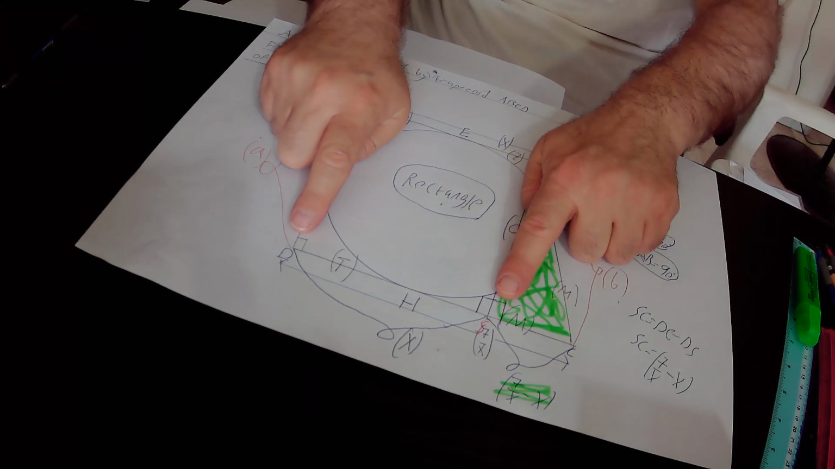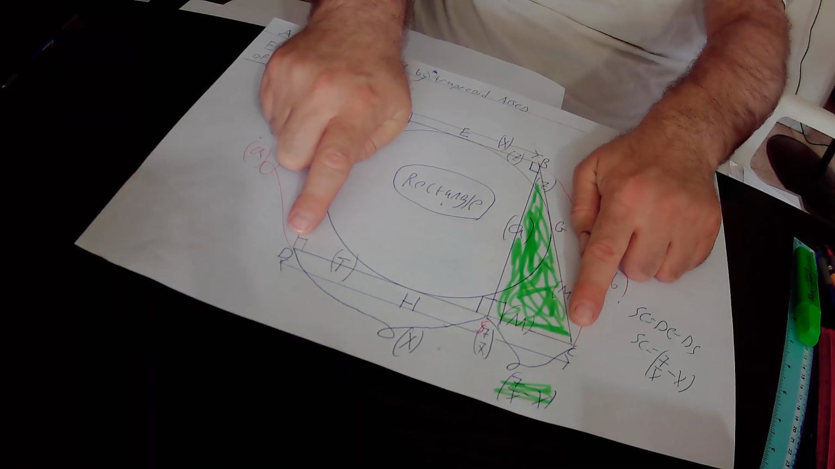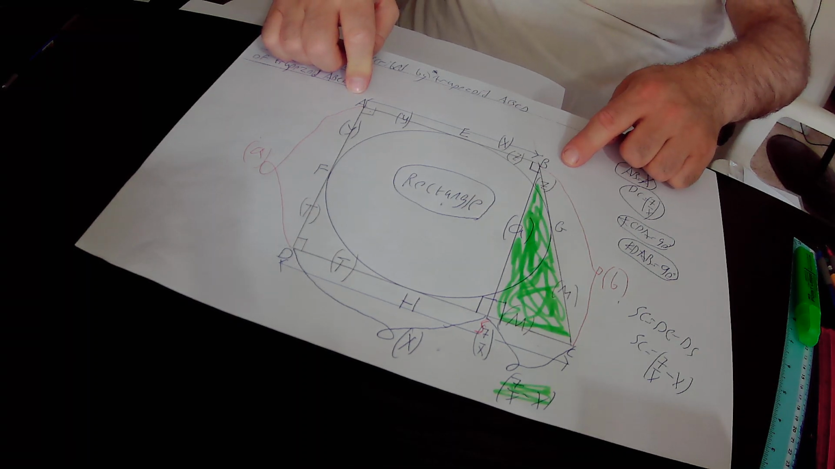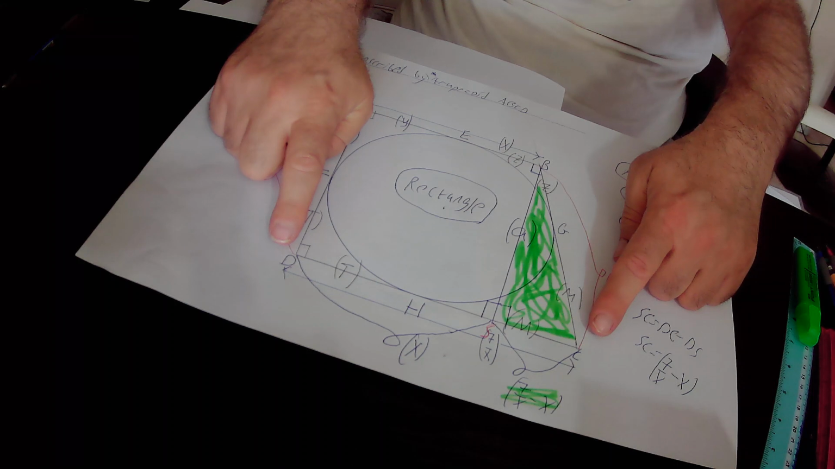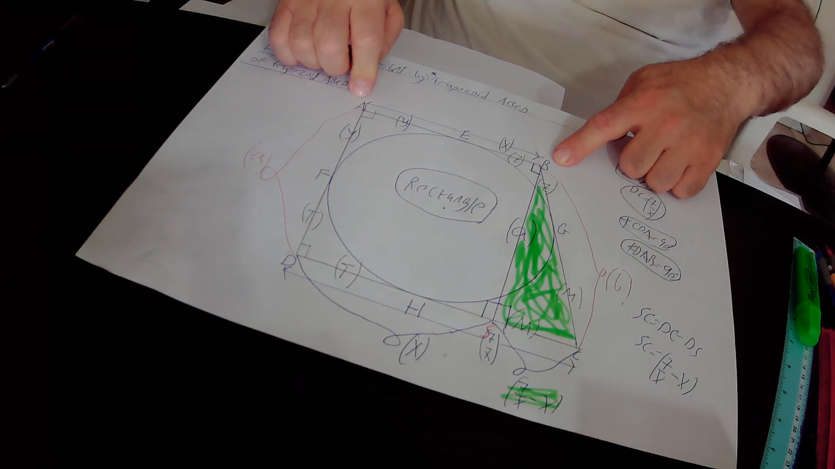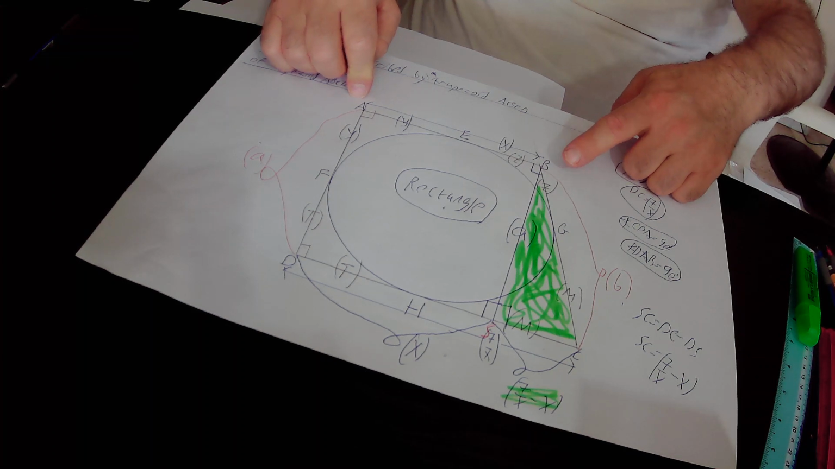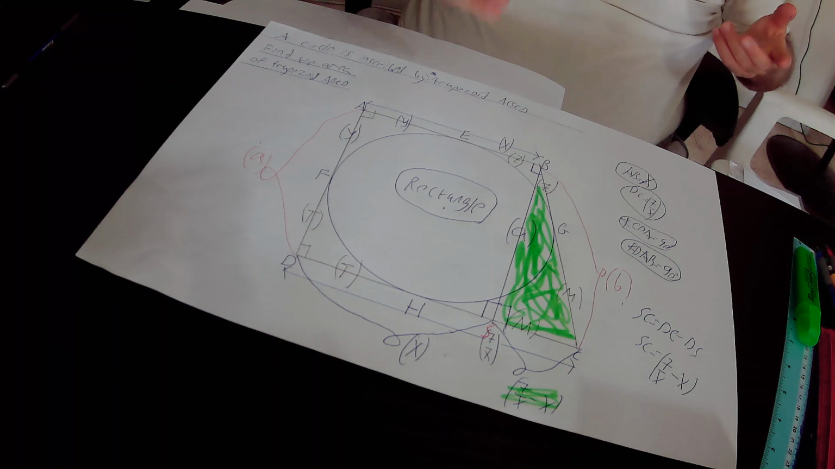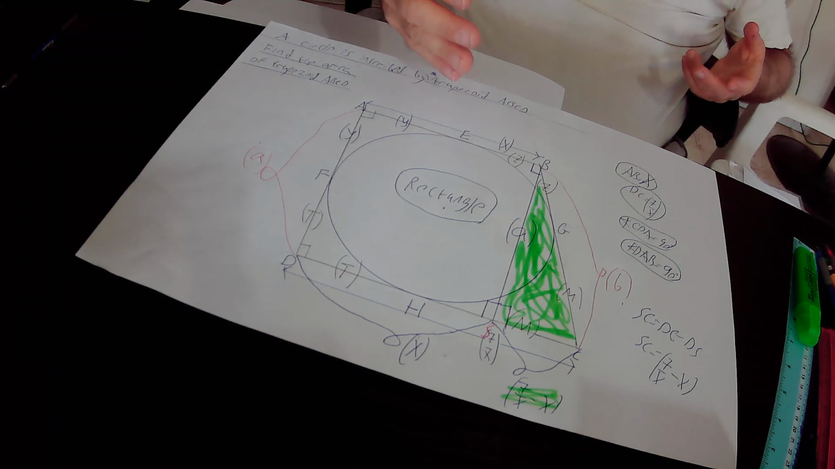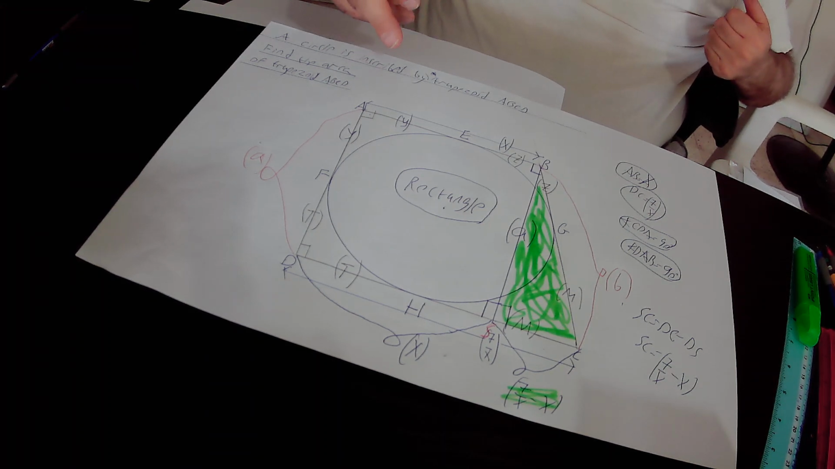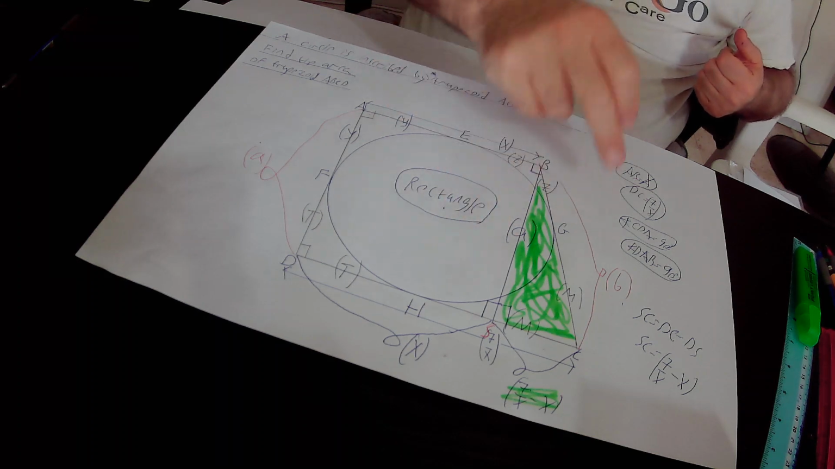But DS is part of the straight line DC and is parallel to AB. So if a part of a straight line is parallel to another straight line, then the straight line DC itself must also be parallel to AB. So in conclusion, we found out that side DC is parallel to side AB, and therefore AB and DC are the bases of trapezoid ABCD. And therefore the sum of the two bases of trapezoid ABCD is equal to AB plus DC.